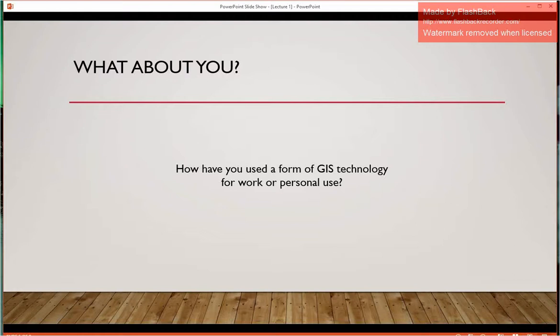So I'd like to ask you to think about yourself. How have you used a form of GIS technology for work or personal use? I'm sure you probably all have to some degree. And this is something that we will be focusing on throughout this course, to apply it to your life and to your circumstance and see how you use it and how it might be used better, or how it could be used in a new way.